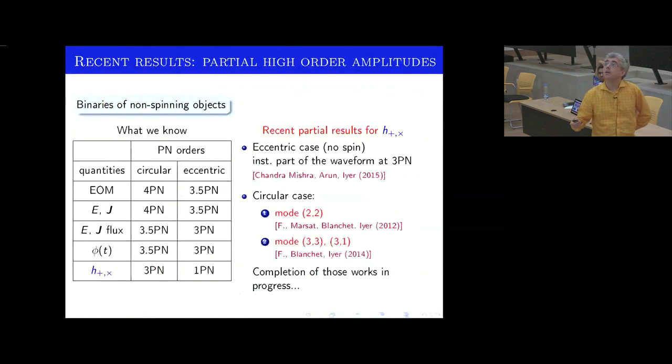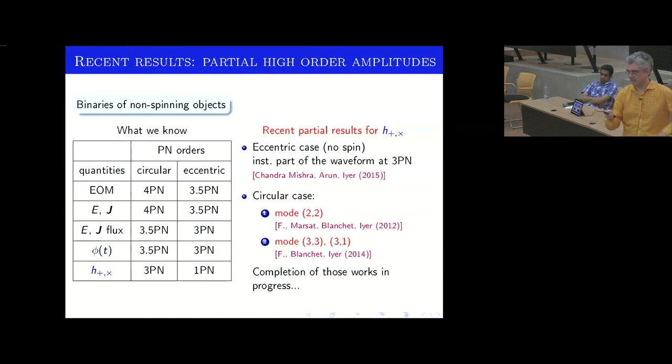Now, if I want to summarize the recent results about higher order amplitudes, I would say that we know the amplitude for circular orbits at 3 PN. And for eccentric orbits, actually, we have partial results at 3 PN also. So for the moment, we are a bit blocked because more results must supplement the case that has been published, corresponding to the instantaneous part of the waveform, where we forget about the tail and memory contribution.